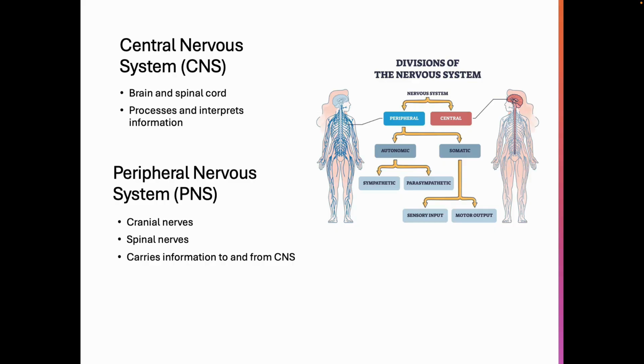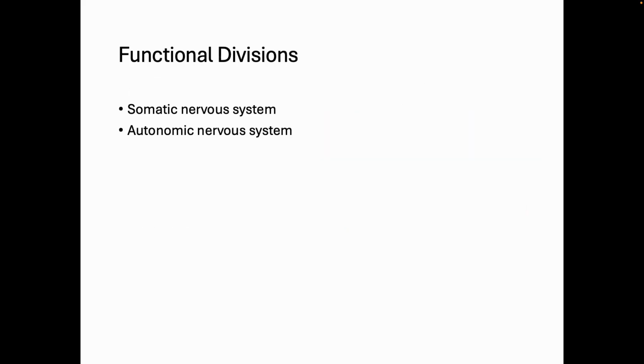So the division. Your central nervous system, just think center of your body, is going to be brain and spinal cord. This will process information and figure out what to do with it. Your peripheral nervous system would be cranial nerves, spinal nerves, and information from the central nervous system. So this is everything else, right? And then we'll branch off more into autonomic and somatic.